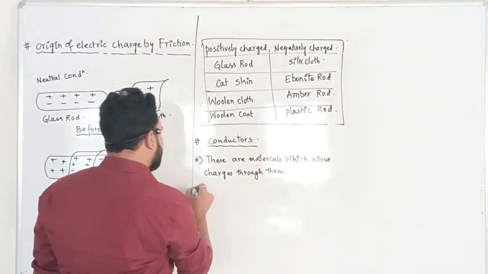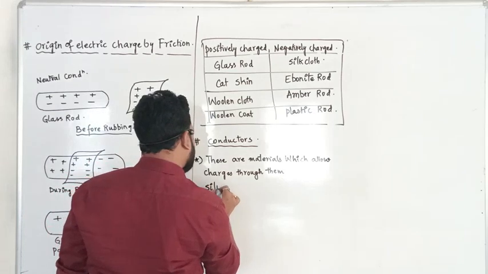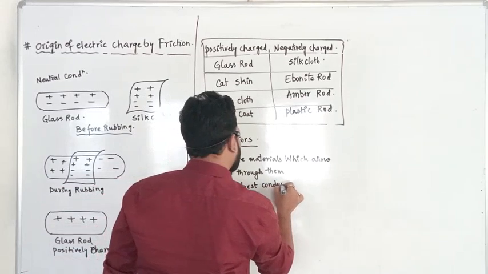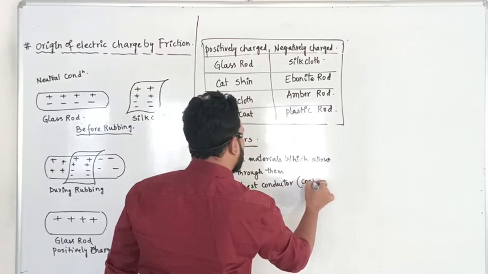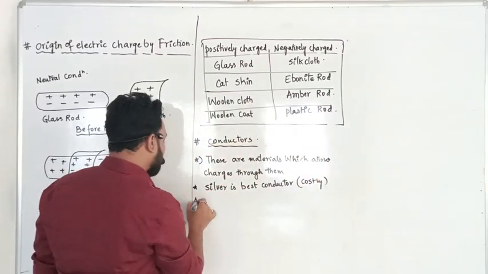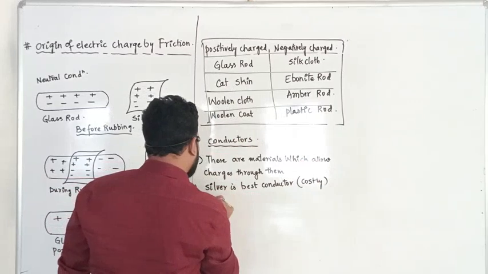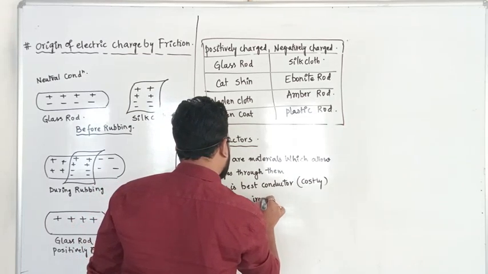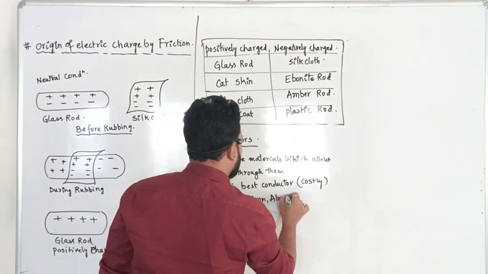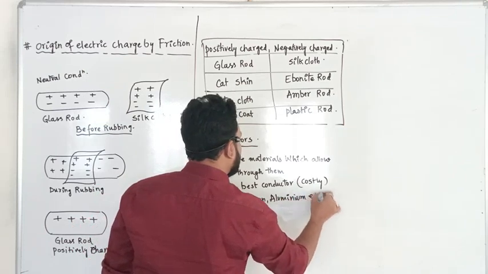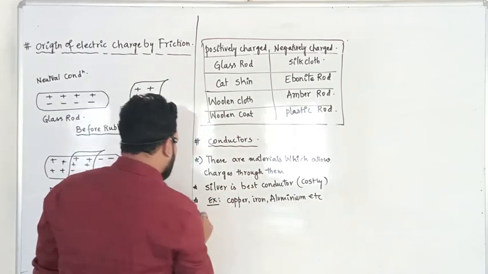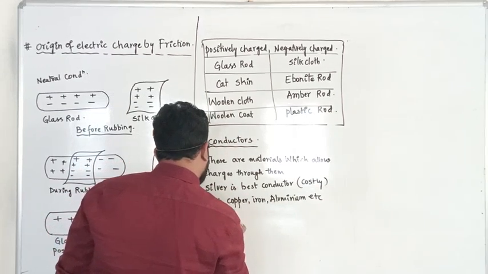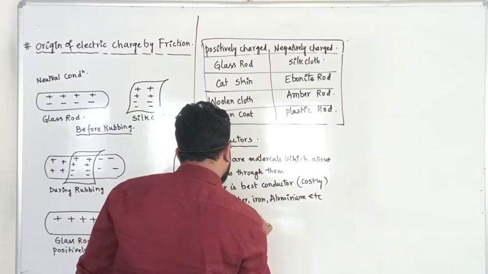Right? Now, the second point we are writing is that silver is the best conductor, and it is also costly. The next point we are writing is that examples of conductors are copper, iron, aluminium, etc. See, these are the best examples of conductors. The next point we are writing is that Earth is a good conductor.